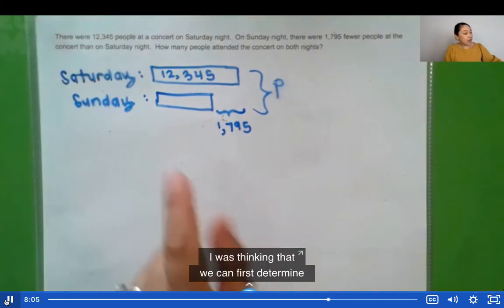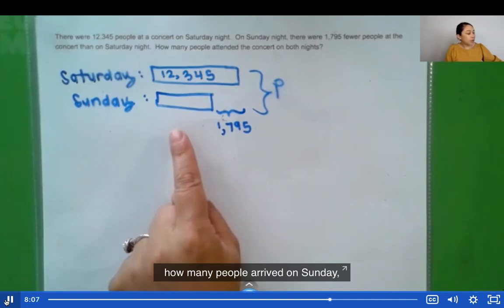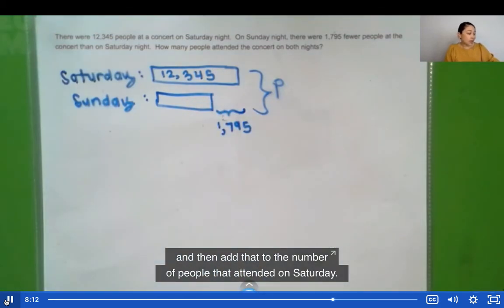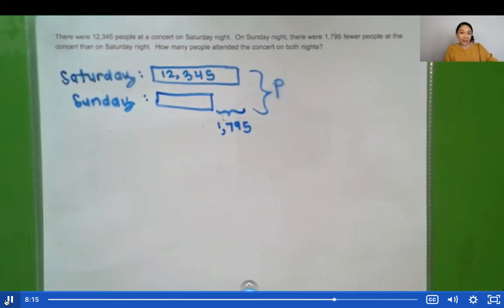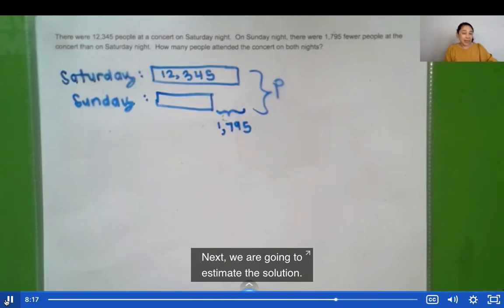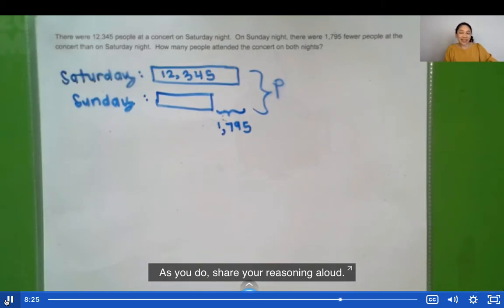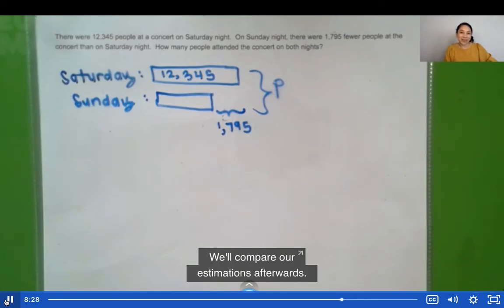I was thinking that we can first determine how many people arrived on Sunday and then add that to the number of people that attended on Saturday. Next, we are going to estimate the solution. I'd like you to pause the video here to make that estimation. As you do, share your reasoning aloud. Go ahead and estimate your answer. We'll compare estimations afterwards.